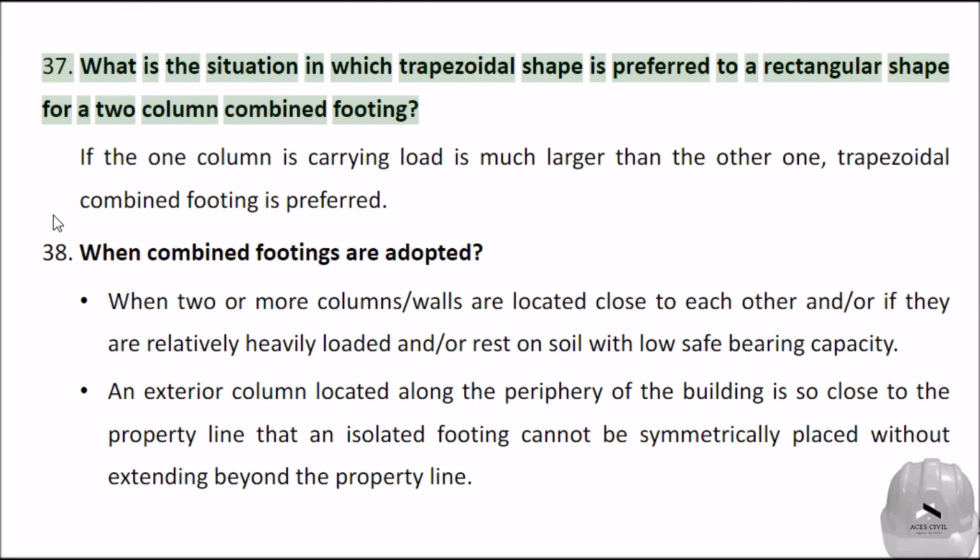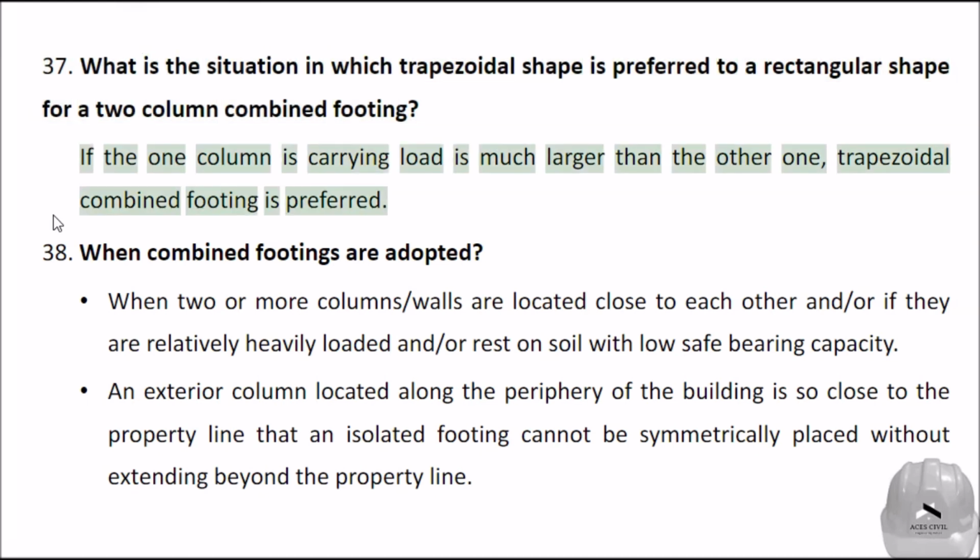What is the situation in which a trapezoidal shape is preferred to a rectangular shape for a two column combined footing? If one column carries a load much larger than the other one, a trapezoidal combined footing is preferred.